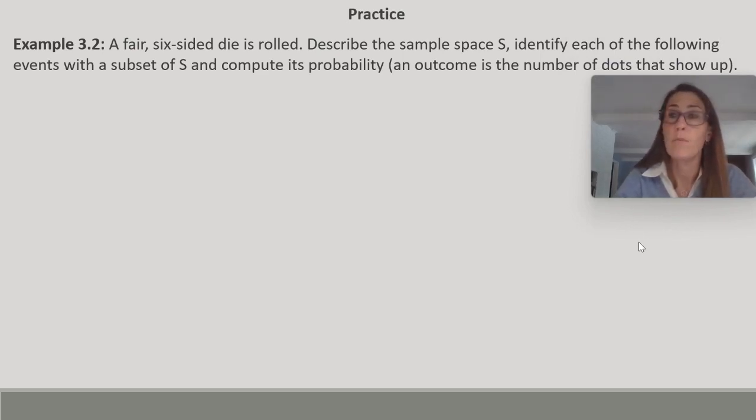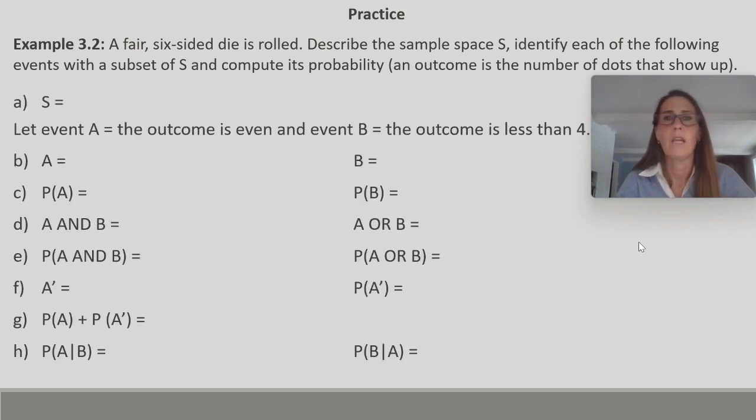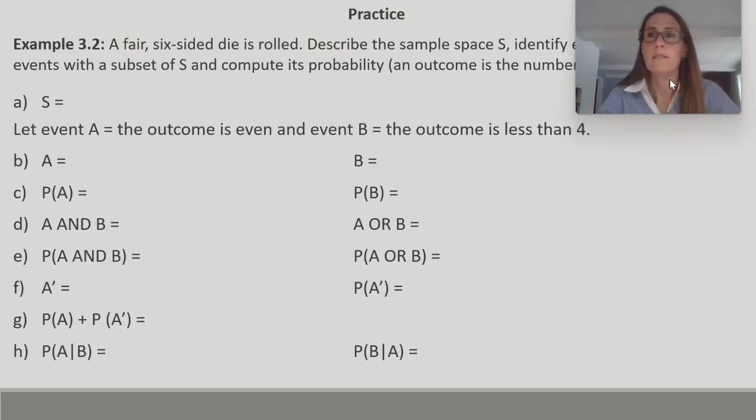But this is example 3.2 from the book, and we have a fair 6-sided die. We're going to describe the sample space of rolling it. We're going to identify each of the following events with a subset of S, and compute the probability. An outcome is the number of dots that show up. So what is our sample space?